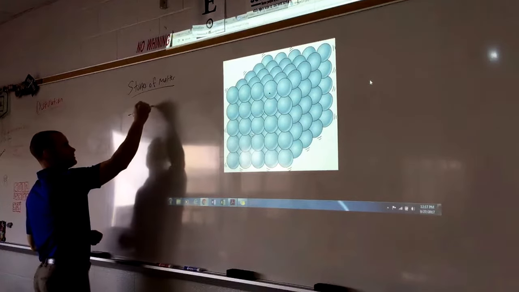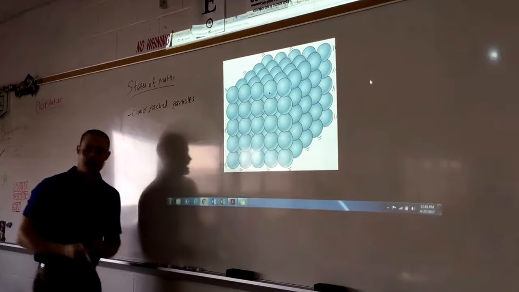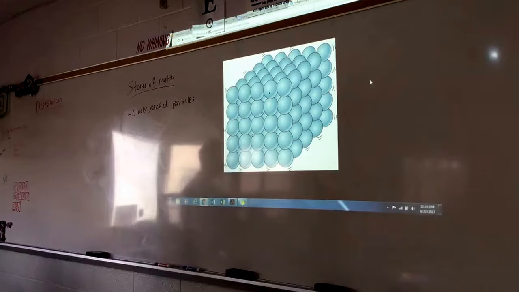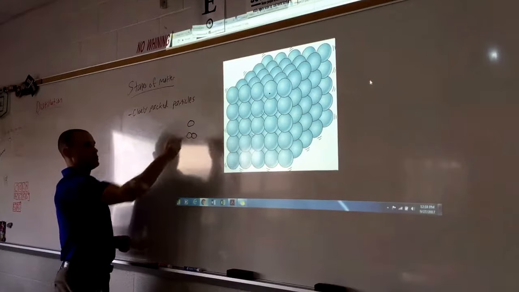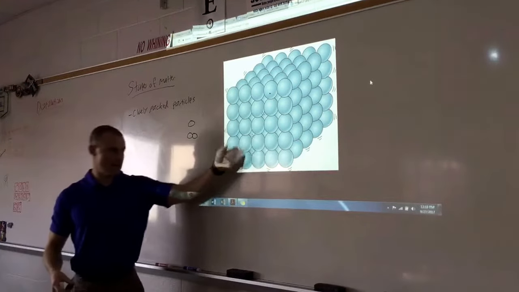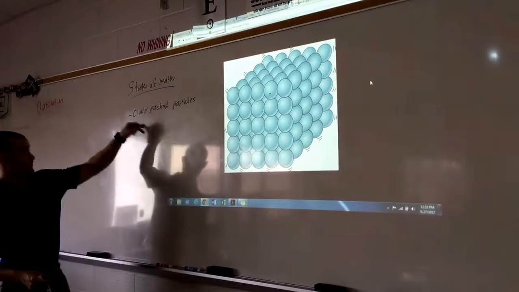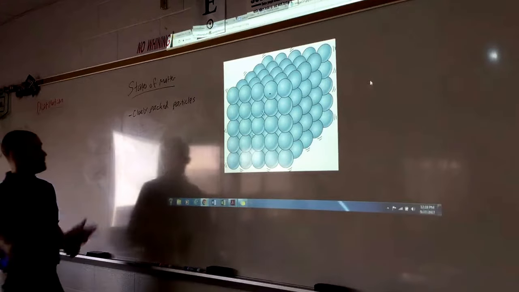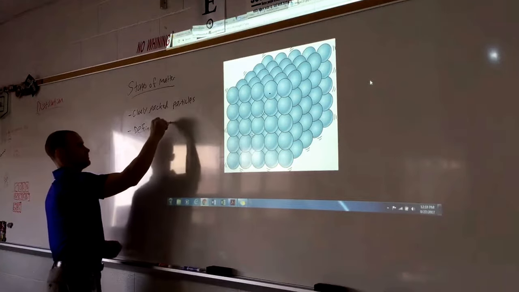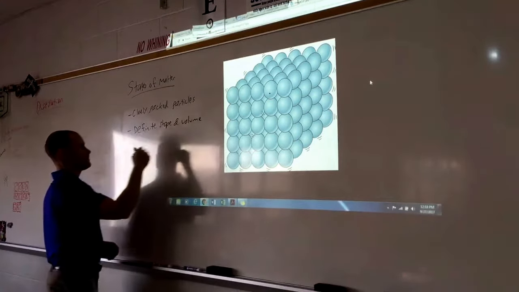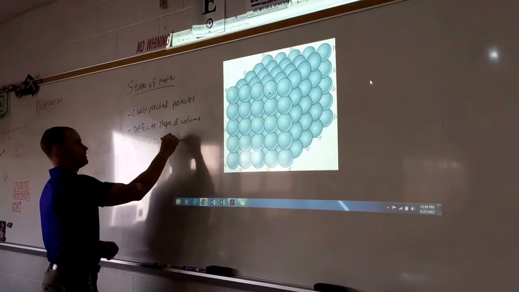Closely packed particles. And I use the word particles because atoms, molecules, ions are all particles. So an atom is just a circle, and then a molecule is two touching. In this case, these are all individual atoms, just very close. So anyways, that's why I use the word particle. Closely packed particles, solids, have definite shape and volume. Cannot be compressed or expanded.